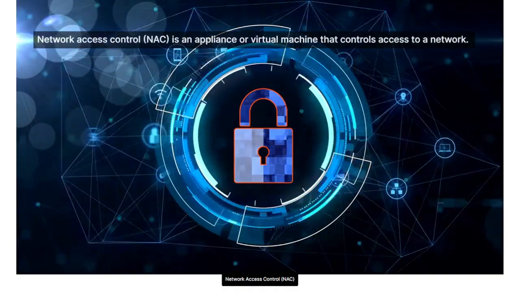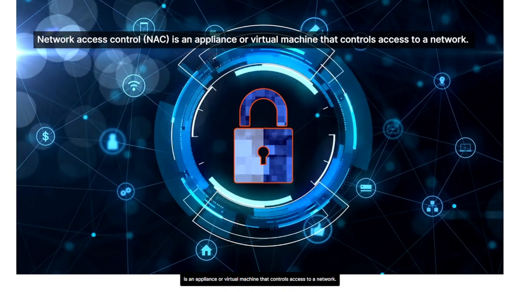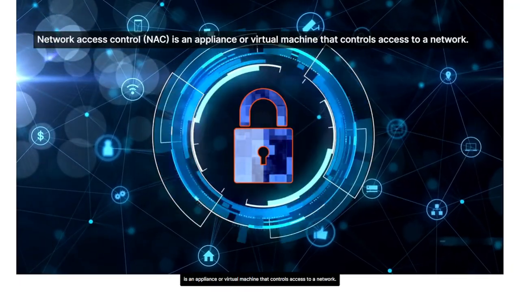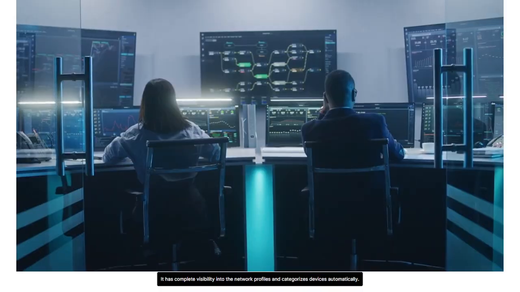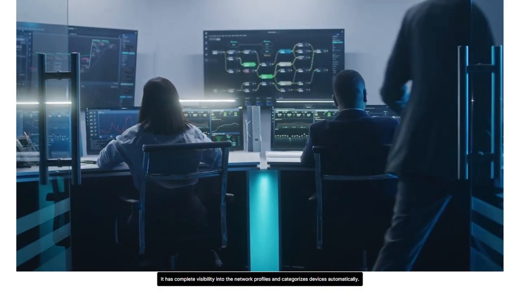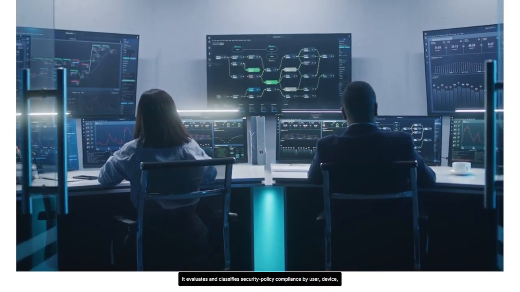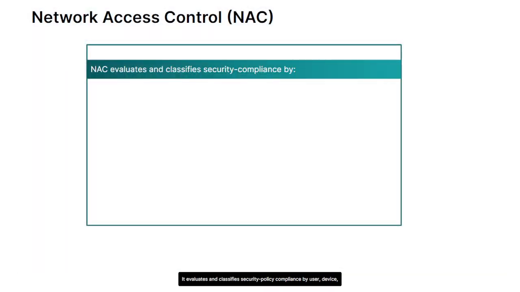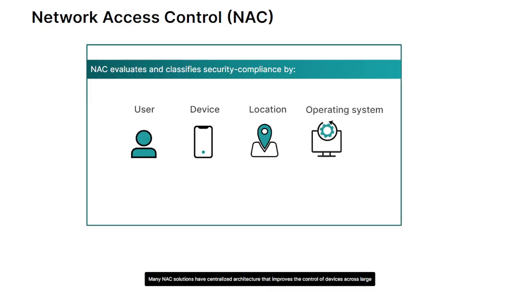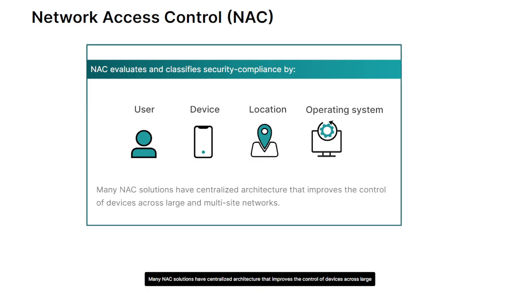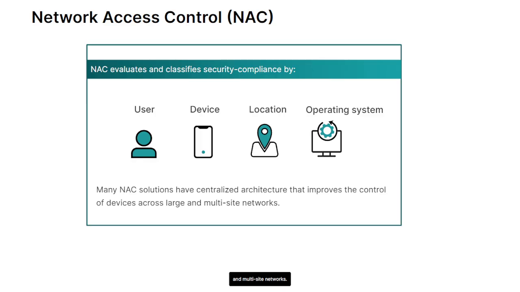Network Access Control, or NAC, is an appliance or virtual machine that controls access to a network. It has complete visibility into the network profiles and categorizes devices automatically. It evaluates and classifies security policy compliance by user, device, location, operating system, and other criteria that may detect unusual activity. Many NAC solutions have centralized architecture that improves the control of devices across large and multi-site networks.